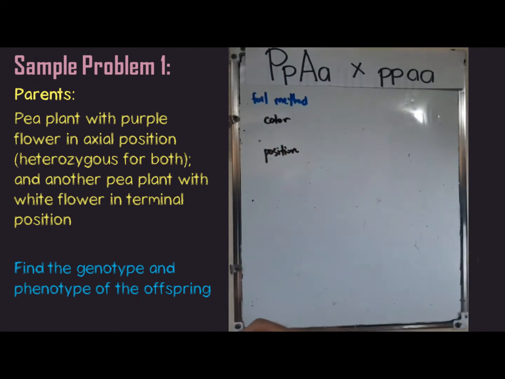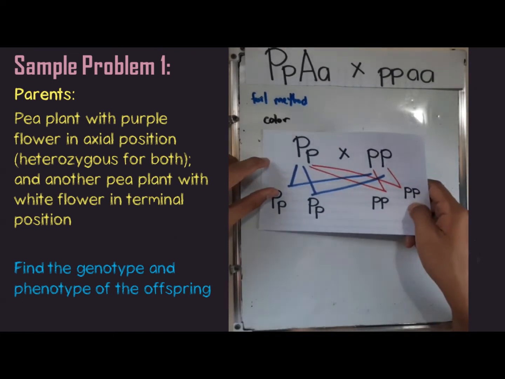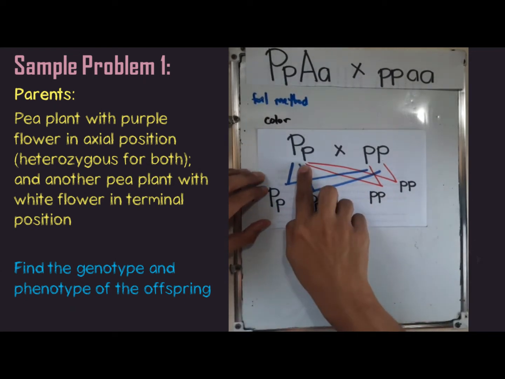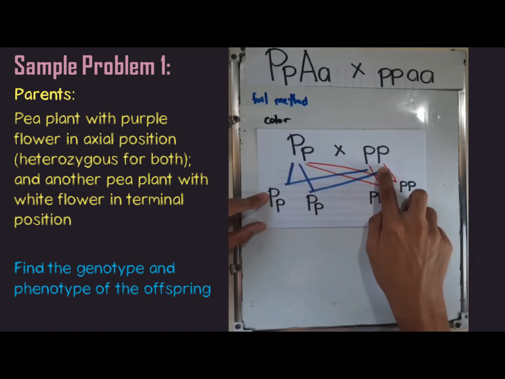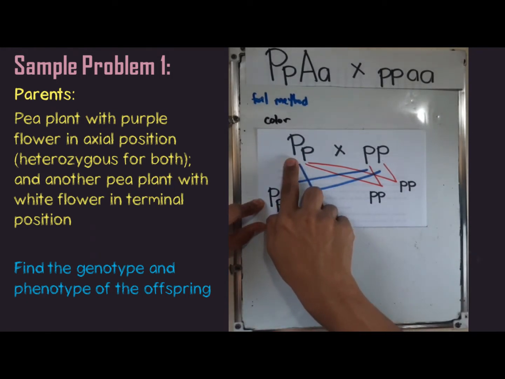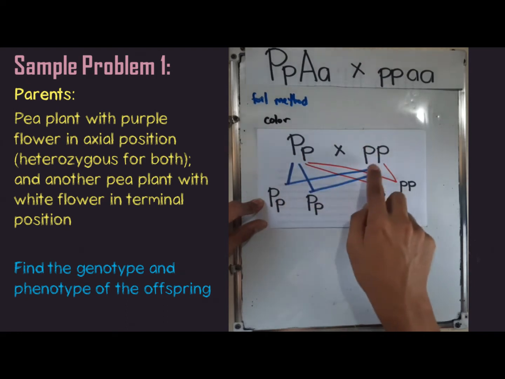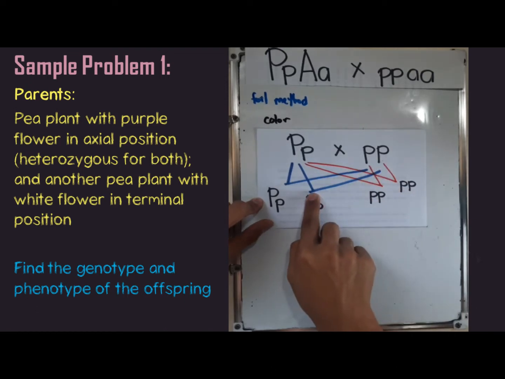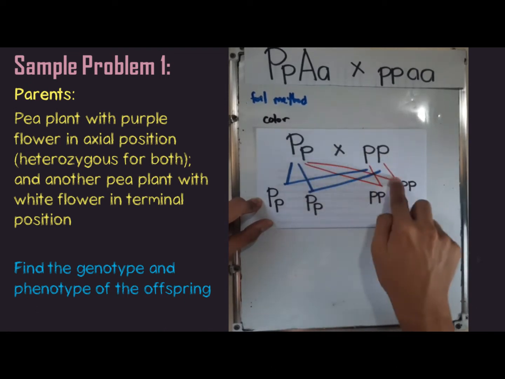Okay? Now, if you're going to isolate the different genotypes present in these traits, we are going to apply this process. So, let's start first with the color. For the color, the first parent has heterozygous dominant purple flower, while the other parent has white flower. Then we cross the first gene of the first parent with the first gene of the second parent, then the next part, then the third, and the fourth.